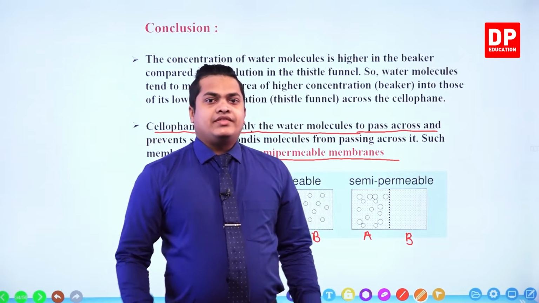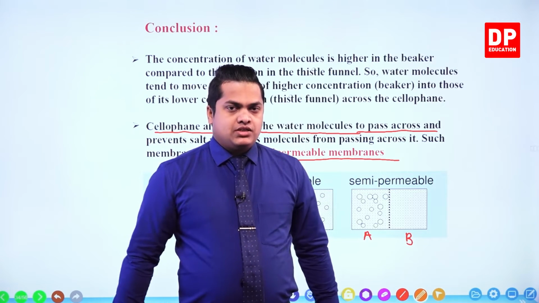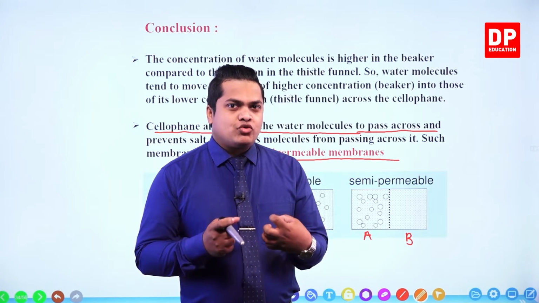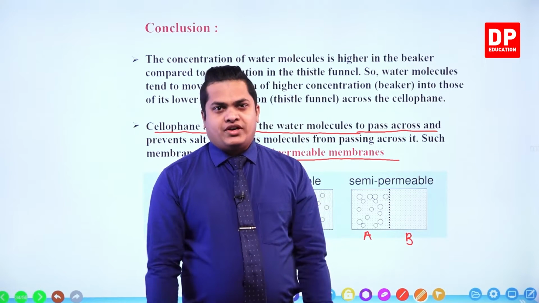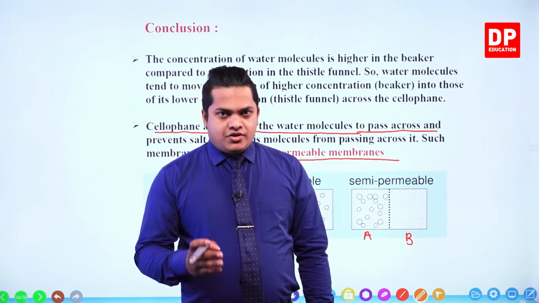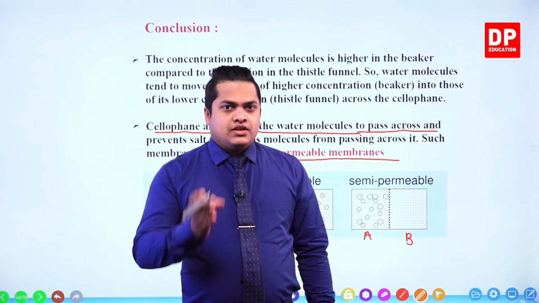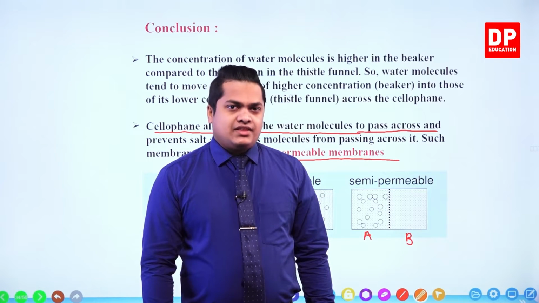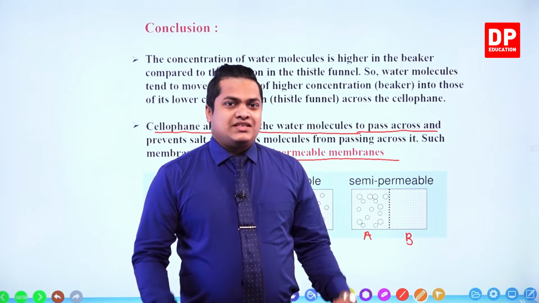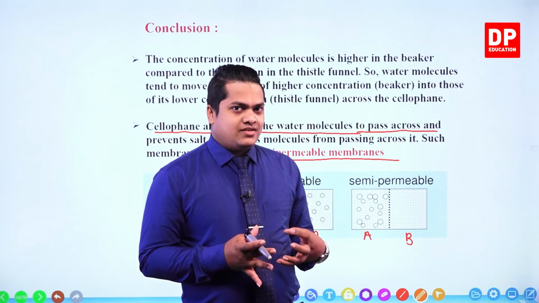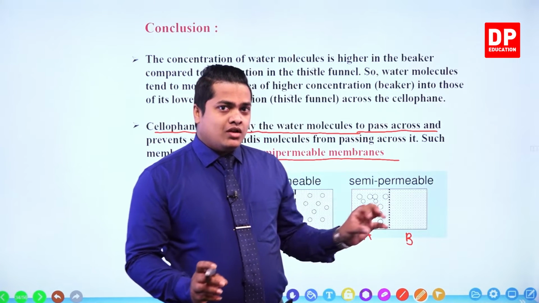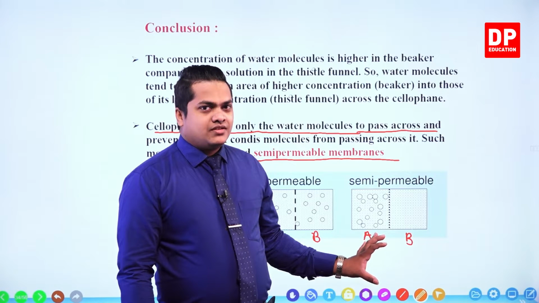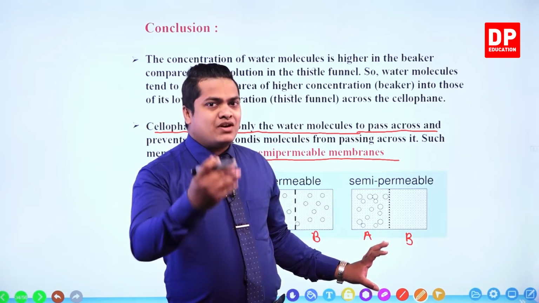Then I am going to talk about the motion of the particles. My dear children, you know that motion of particles occurs only when there is a concentration difference. In order for particles to travel from one place to another, there should be a concentration difference, like in diffusion. So this is a special kind of diffusion that occurs through a semi-permeable membrane.